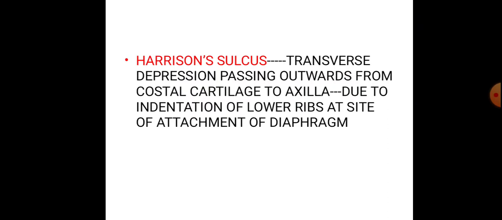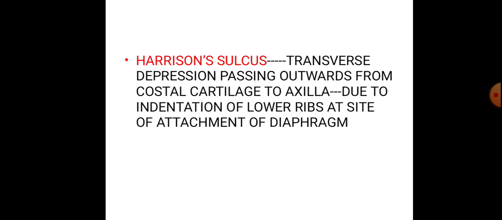Next is Harrison sulcus, a transverse depression passing outward from the costal cartilage to the axilla due to the indentation of lower ribs at the site of attachment of the diaphragm. This is known as Harrison sulcus. This transverse depression is passing outwards from the costal cartilage to the axilla due to the indentation of lower ribs at the site of attachment of the diaphragm.